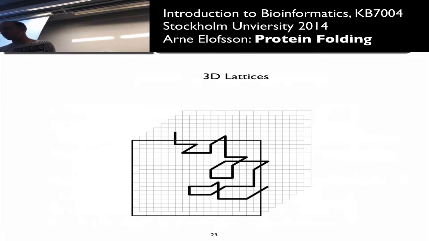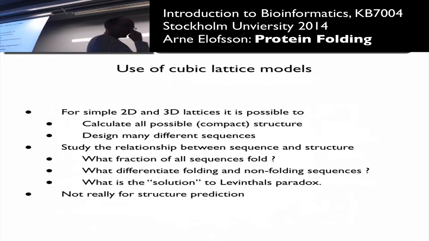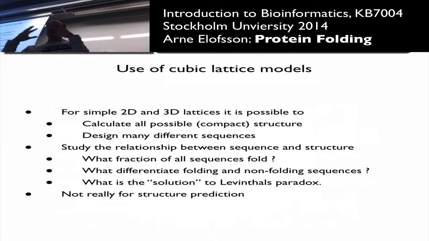So what have you done? How has this been used? Well, it has been used to answer a number of questions. As I said, you can calculate all possible compact structures, compact in some cases. You can design many sequences. A classic example is made on a 3x3x3 lattice. So you have 27 lattice points, and I think it is on the order of 110,000 different conformations you can have for a 27-long chain in the 3x3x3 lattice.